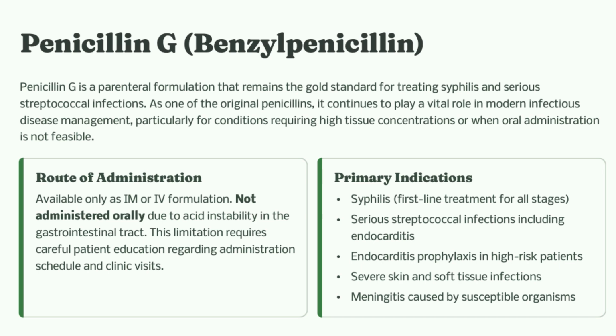Second, serious streptococcal infections. These are infections caused by group A Streptococcus, which can be very dangerous, like endocarditis, which is infection of the heart valve, necrotizing fasciitis, flesh-eating bacteria infection, and toxic shock syndrome. Third is endocarditis prophylaxis. For patients at high risk of heart infections, penicillin can be given before certain procedures like dental work to prevent this infection.